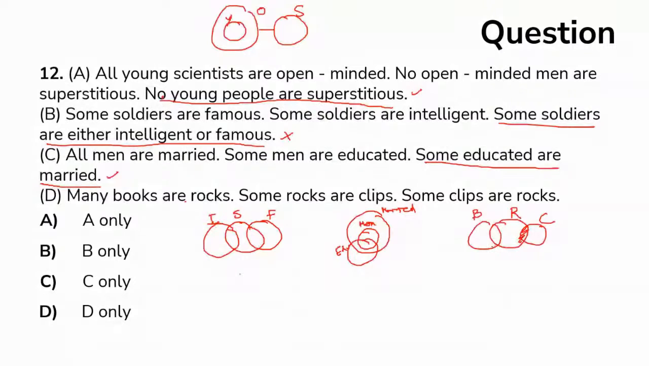Actually, for this one, it is asking which one is false. So which one is the false statement, from options A, B, C, and D? Only statement B is false. So only B follows. That will be your answer for this one, guys.